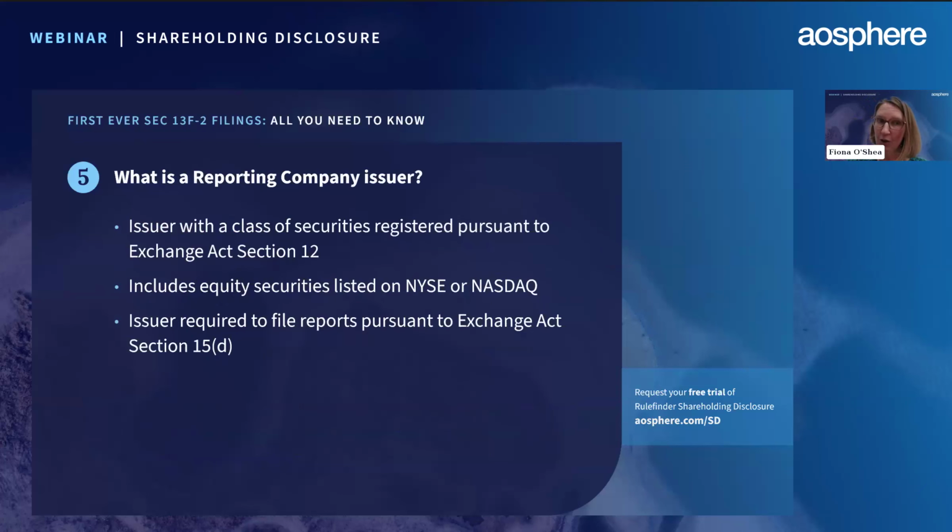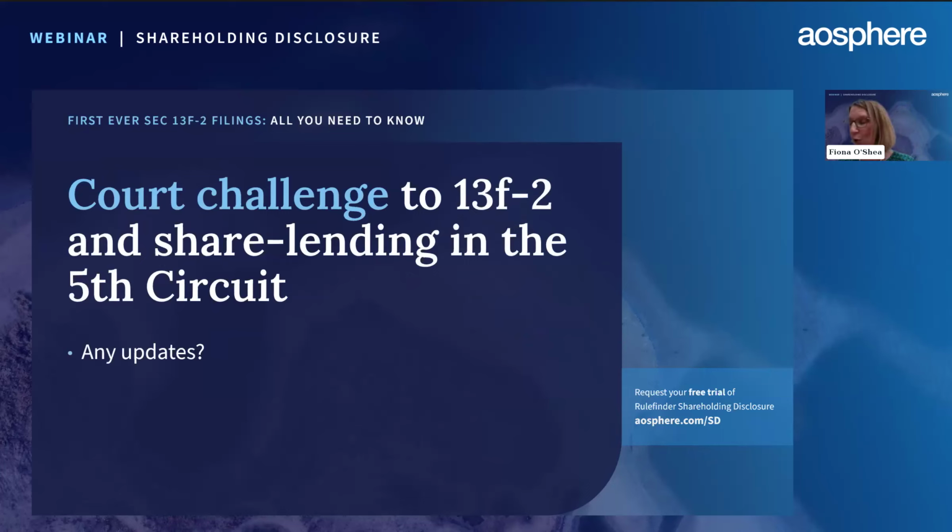That leads to the obvious question of what is a reporting company issuer for the purposes of these rules. It would include all of the equity securities listed on the New York Stock Exchange or NASDAQ. Again, not as straightforward, because it is wider than just those securities on those exchanges, and as I said, there's no SEC list setting those all out for you. So that's a quick snapshot of the rules that everyone is focused on.